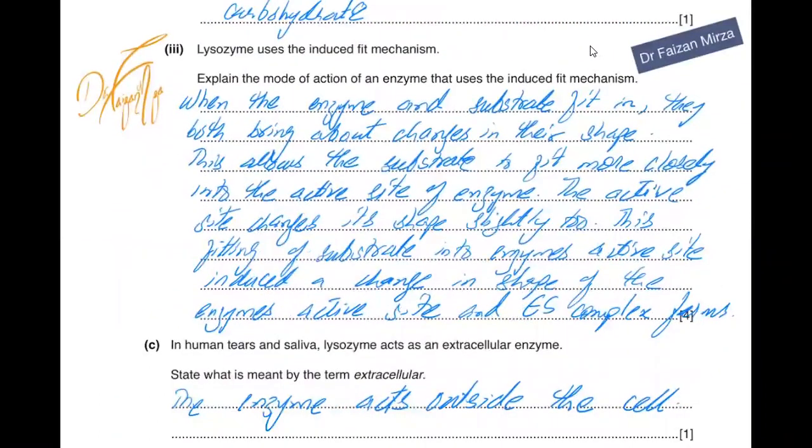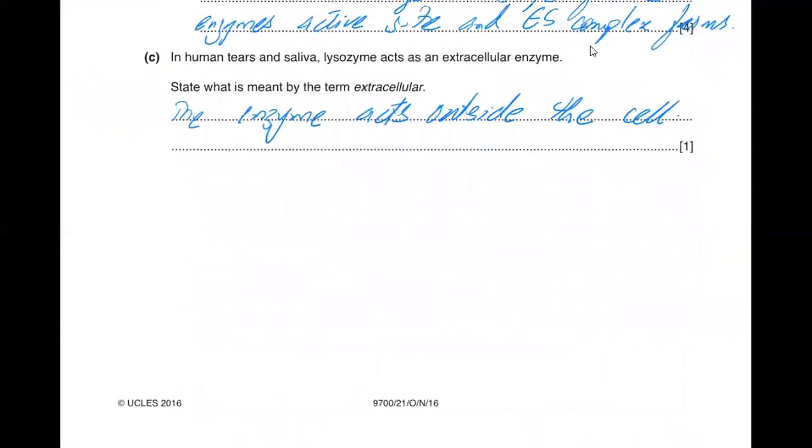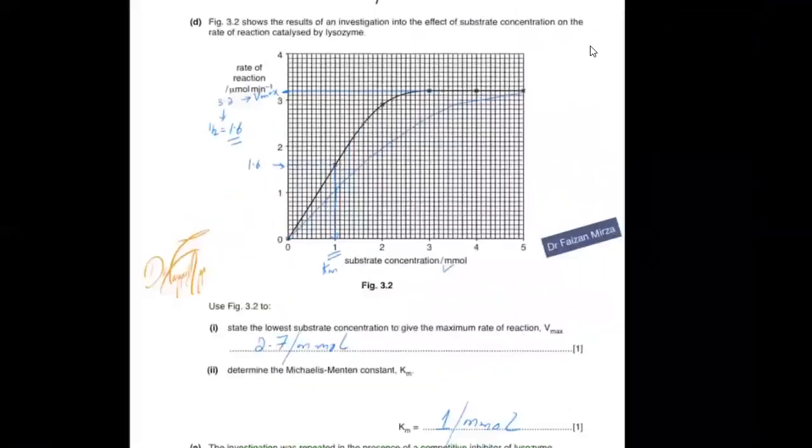Lysozyme uses the induced fit mechanism. Explain the mode of action of an enzyme that uses the induced fit mechanism. So we know in the induced fit mechanism, the enzyme does not exactly have an active site which is complementary to the shape of the substrate. When the enzyme holds the substrate, it molds its active site slightly to accommodate the substrate for a better fit, and the ES complex then starts to form. In human tears and saliva, lysozyme acts as an extracellular enzyme. Why is it extracellular? Because the enzyme is working outside the cell.